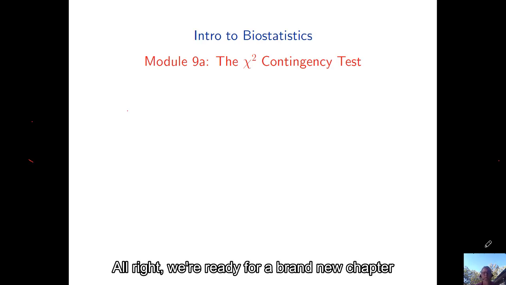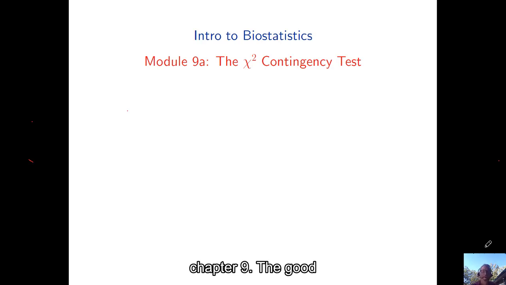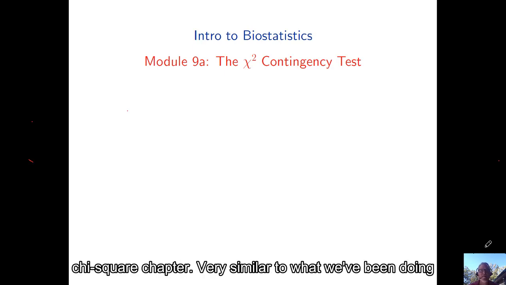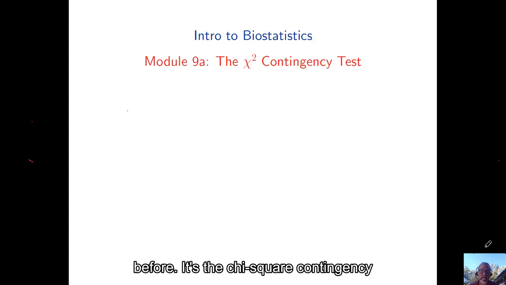All right, we're ready for a brand new chapter, chapter 9. The good news is it's another chi-square chapter, very similar to what we've been doing before. It's the chi-square contingency test.